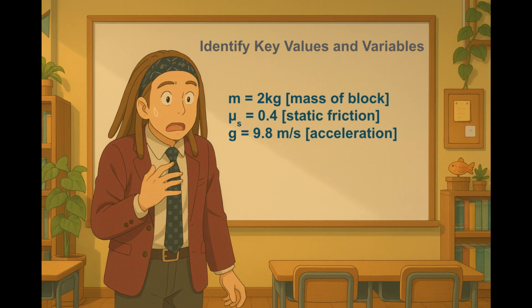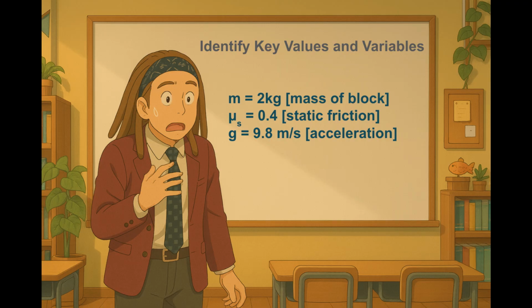Step 2. Identify key variables and constants. From the problem, we have the mass of the block, m, which is 2 kilograms. This tells us how much stuff the block is made of. The coefficient of static friction, μs, which is 0.4. This dimensionless number quantifies how sticky the two surfaces are when they are not moving relative to each other.